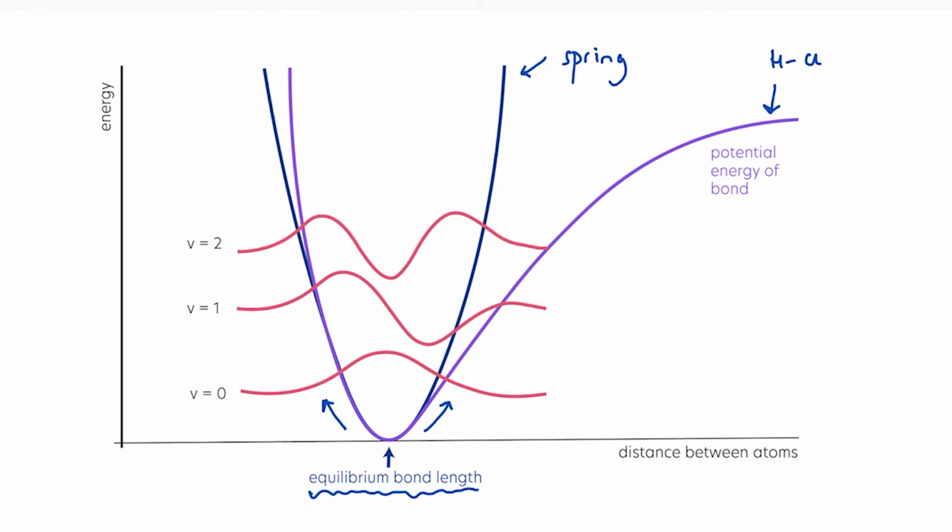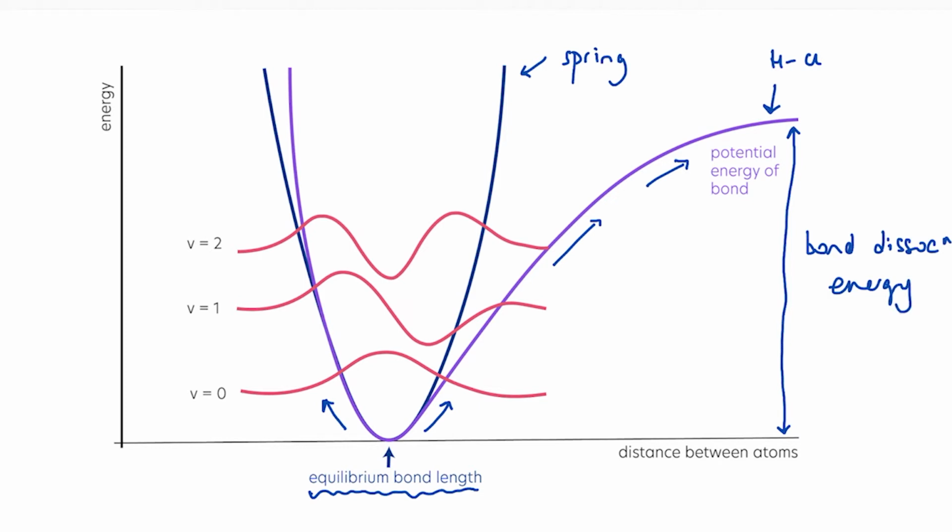But with a chemical bond, obviously, if I continue to stretch it, eventually we're going to get to the point where we've pulled the atoms far enough apart and the bond will actually dissociate. This value here is our bond dissociation energy. So the bond is becoming weaker as we stretch it further and further.